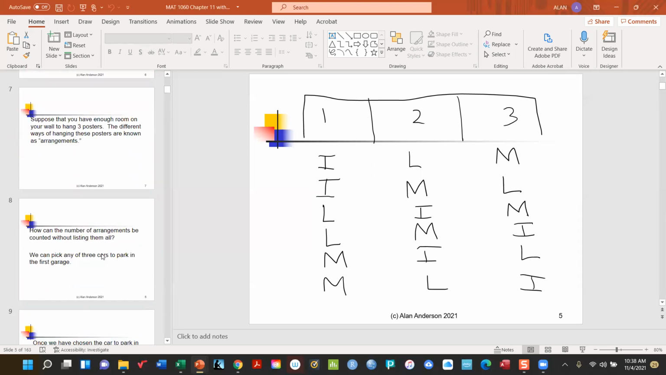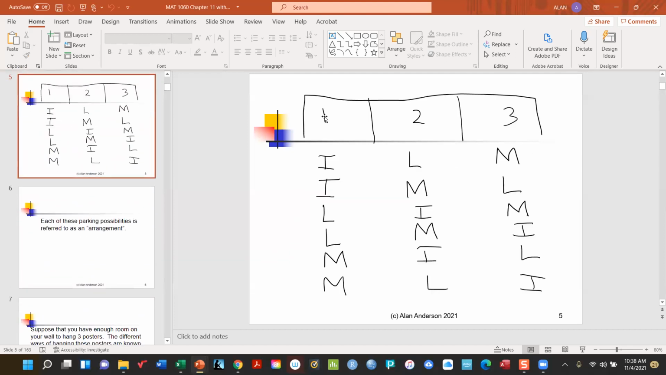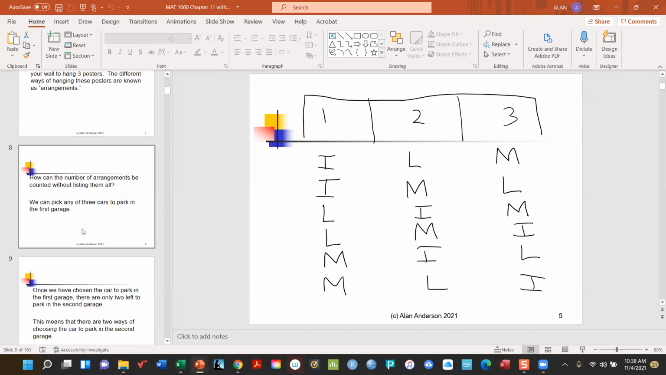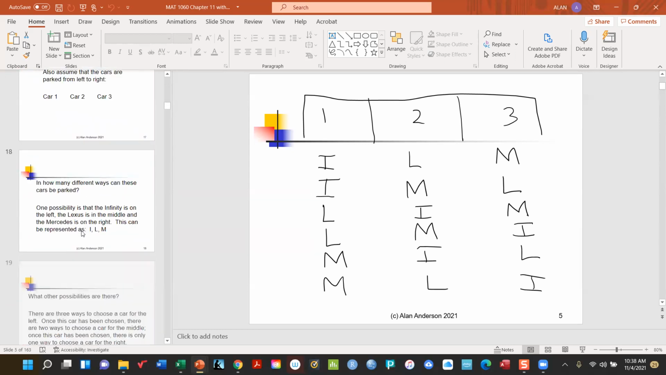When you stop and think about it, what's actually happening when you park these cars? Well, first, there's 3 ways of parking the first car. Once that decision has been made, there's 2 cars left for the second garage. And then once you've decided which car to put in the second garage, there's only 1 car left for the third garage. So the number of ways of doing this is 3 times 2 times 1, or 6. And that's important because that's exactly how this operator factorial is defined.